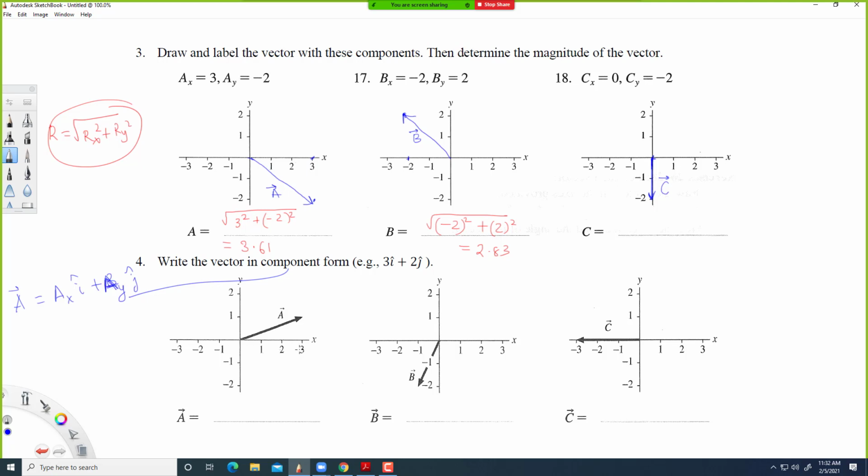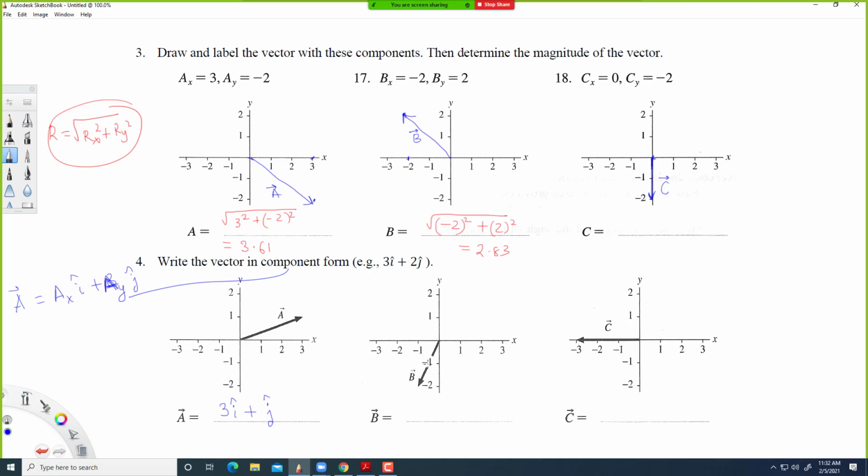So what's the x component here? 1, 2, 3 is the x component along x direction. And then what's the y component here? We have 1 unit up, okay? Plus 1, you don't need to write 1, you can just write j hat.